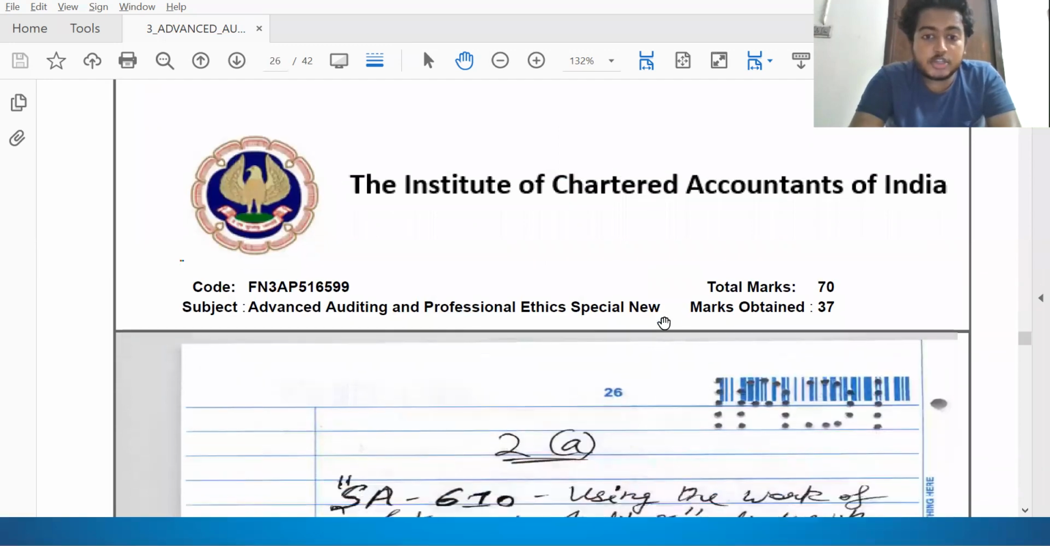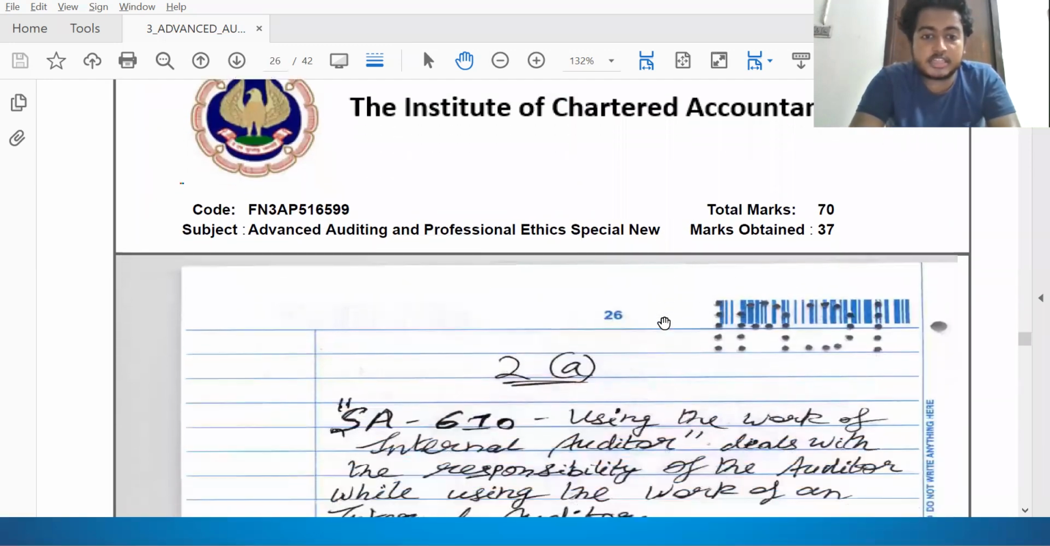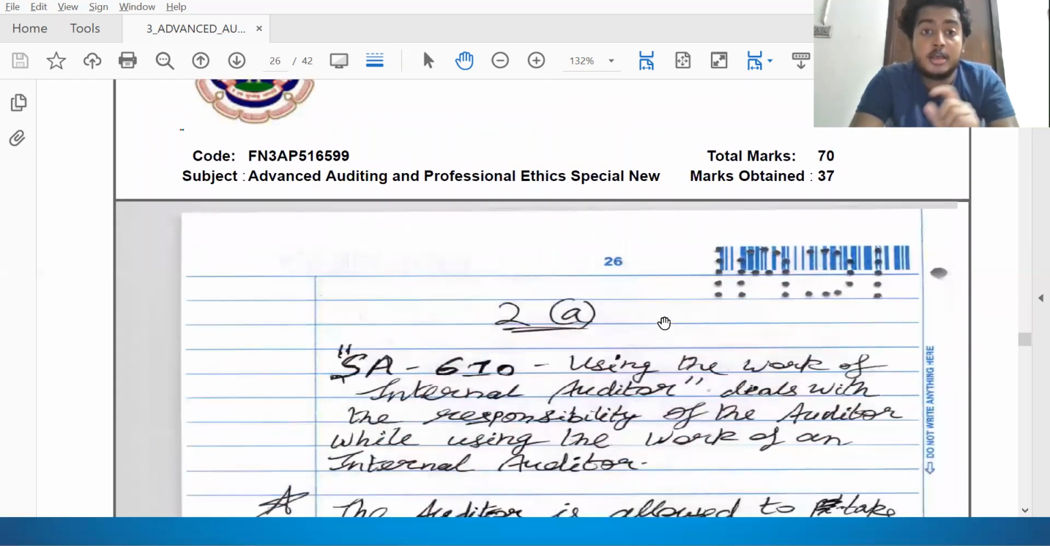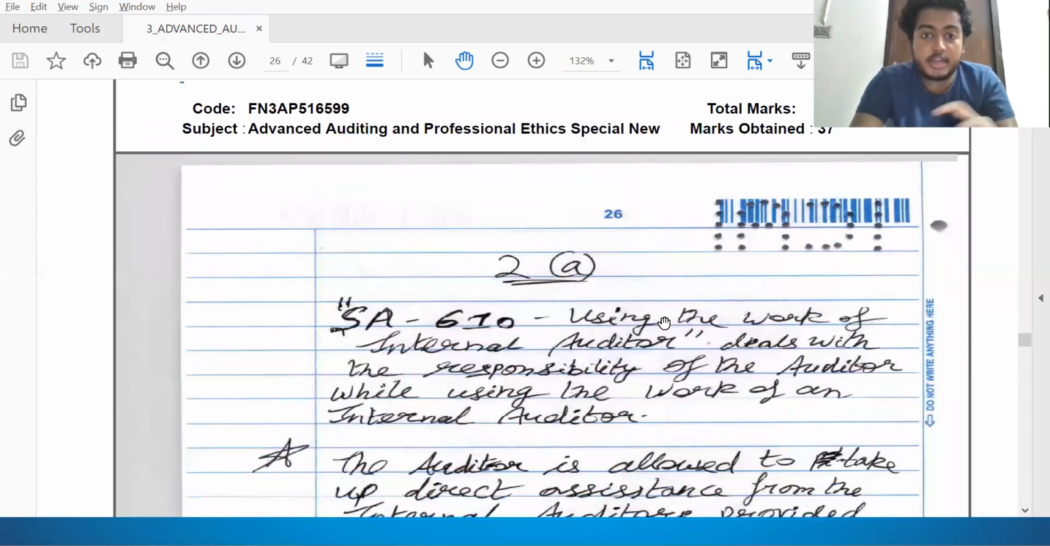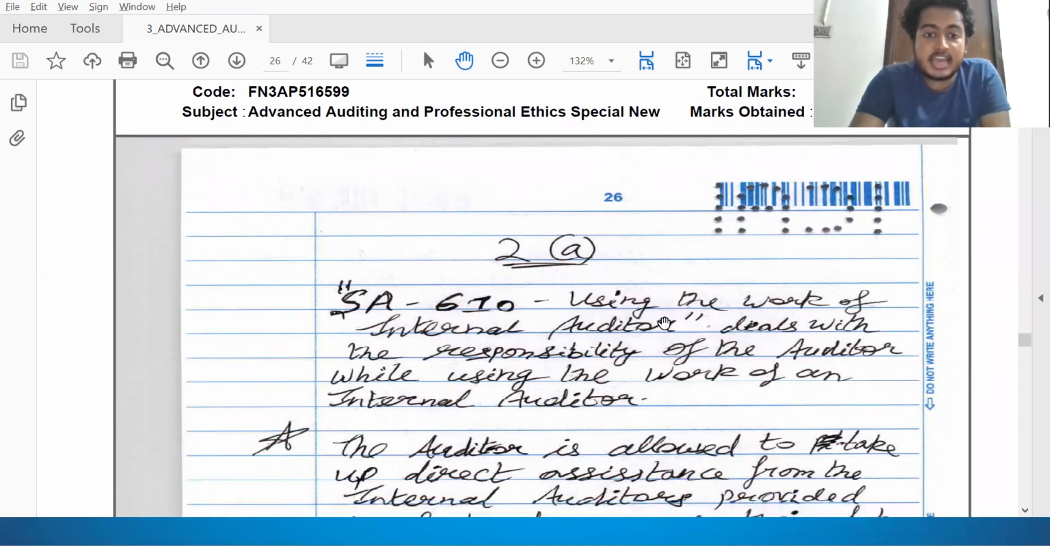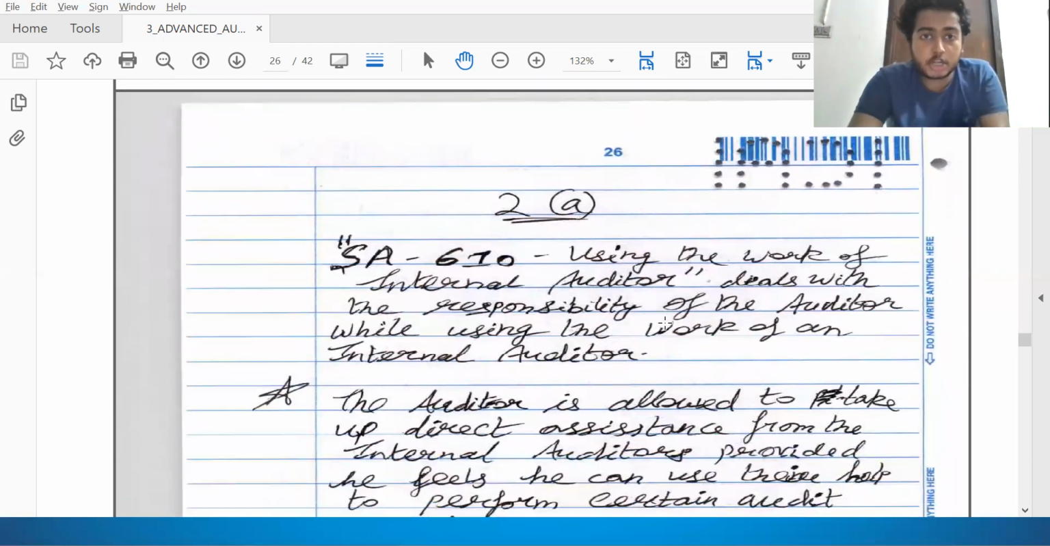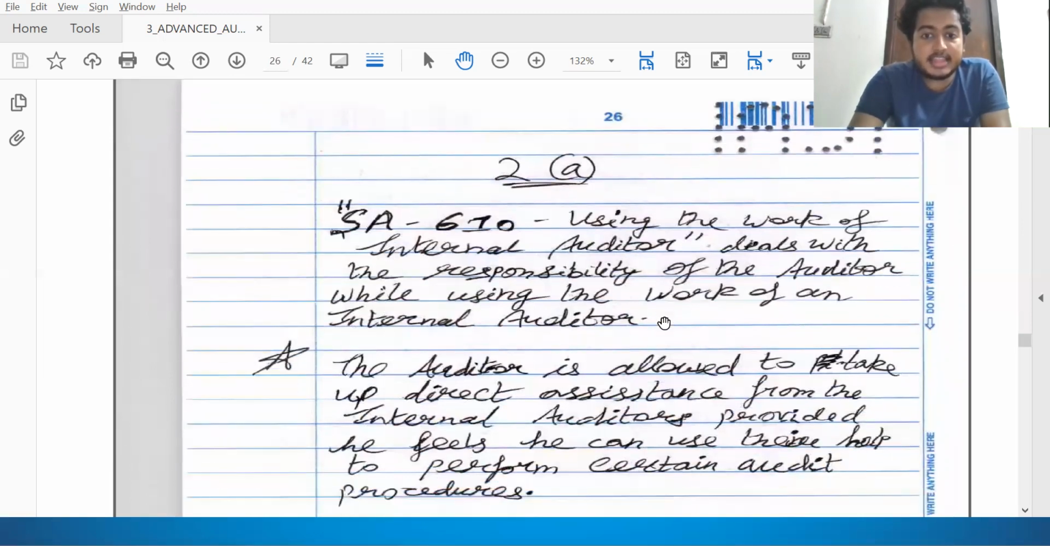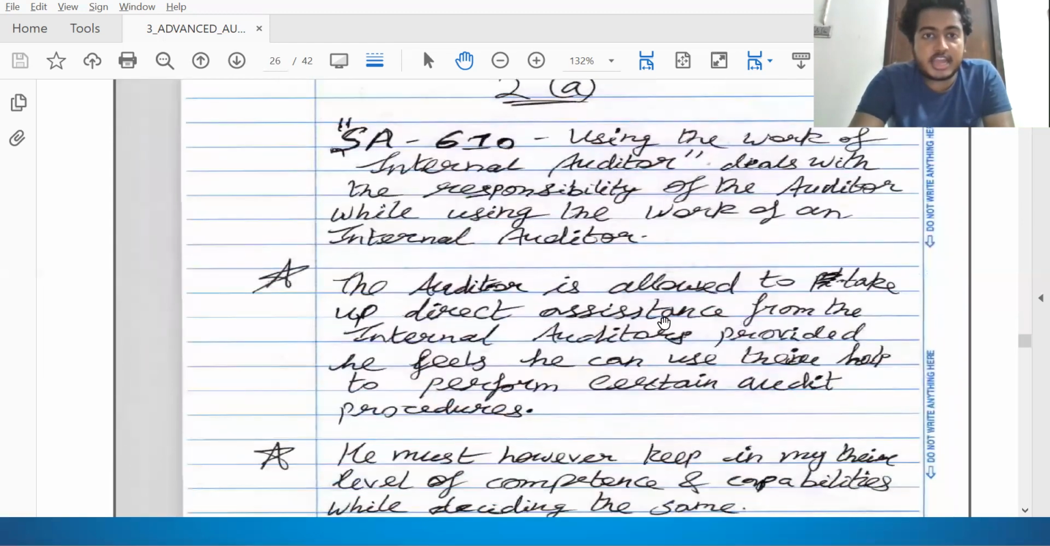Lastly, I would like to show you how I answer an essay question. So this is a question on Standard on Auditing 610. Make sure you always mention the entire full name of the standard whenever it is being asked. So it was SA 610 Using the Work of Internal Auditors, and then state what the standard talks about or what it deals with, and then relate it to the particular question, and then talk about how it has to be made to work. So this is pretty much it, guys.